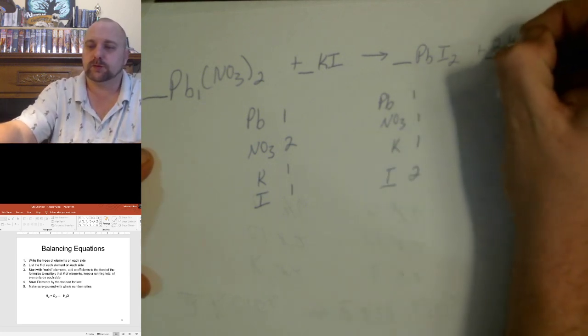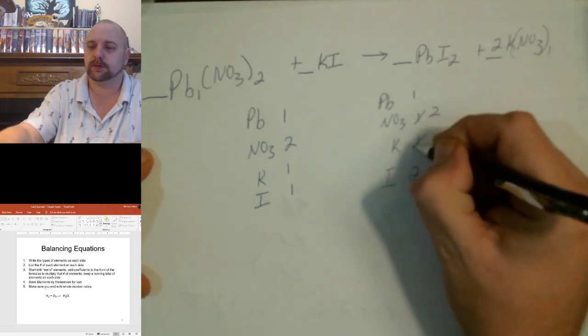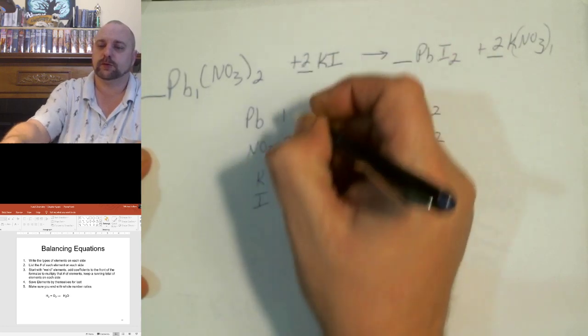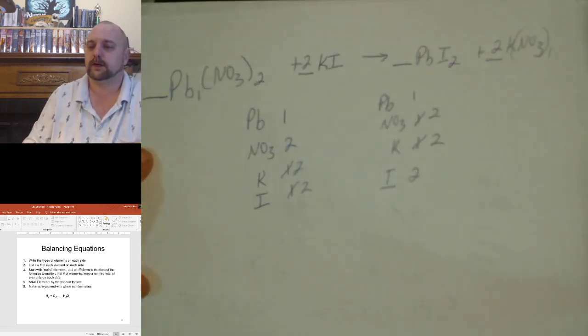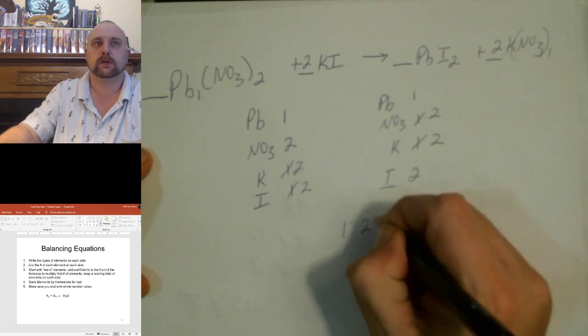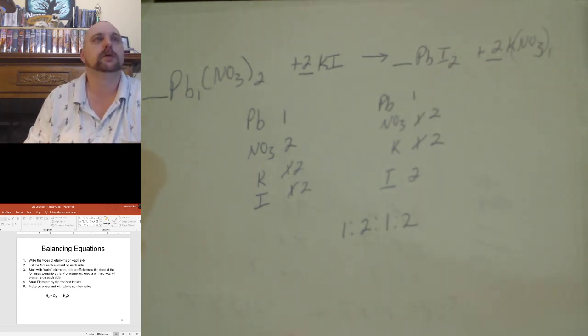I'm going to put a 2 here to get my nitrates to be 2. That also changed my potassium to be 2. So I need to come fix that on this side, 2 potassiums. But that also affects the iodine. And now it's balanced. 1 to 2. 1 to 2. You'll notice they're all whole numbers.